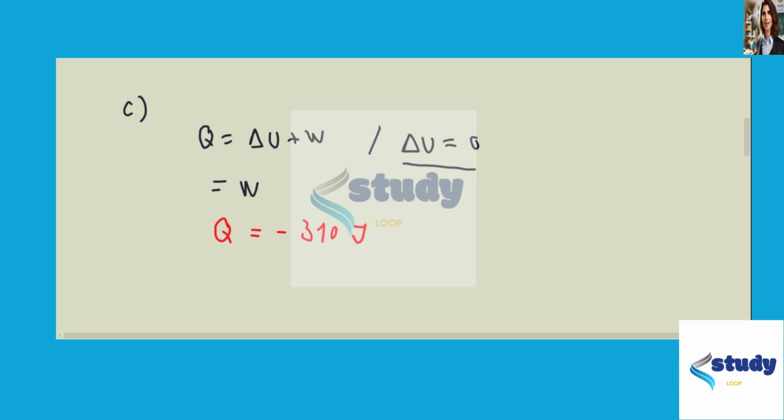And this is also expected because the work is negative as well, and it is being done on the gas. So the work is being done on the gas, and therefore the heat is being liberated from the gas system. And this is the end of this problem.